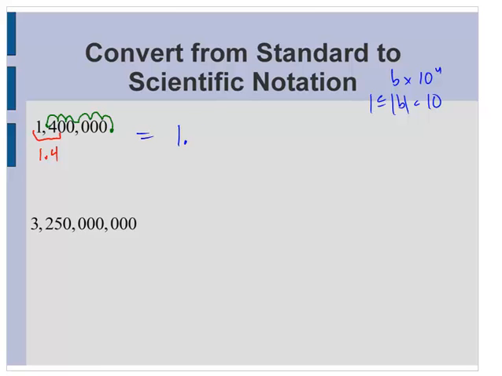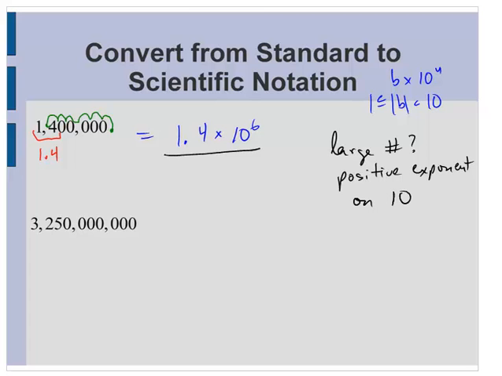So I have 1.4 times 10. Now I've got to decide, is it a 6 or is it a negative 6? Well, here's the way I like to think of it. Is the original number a large number or a small number? 1,400,000 is a large number. Large numbers get a positive exponent on 10. So 1.4 times 10 to the 6th power.